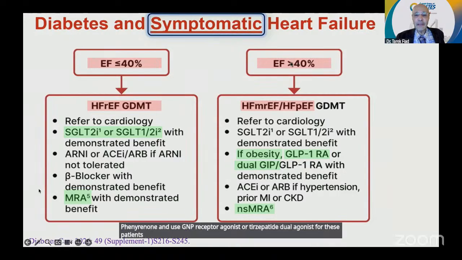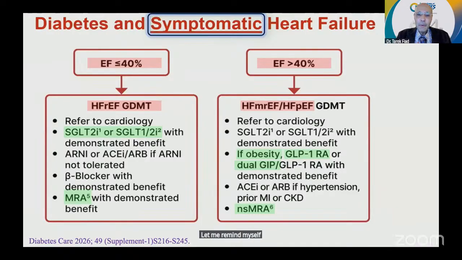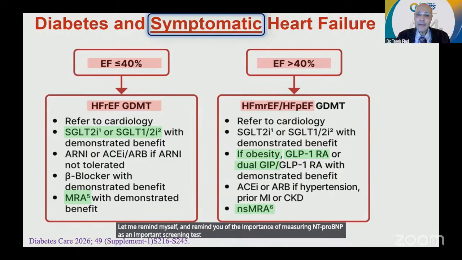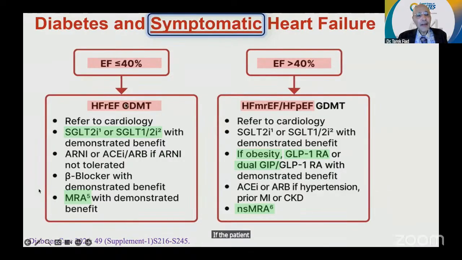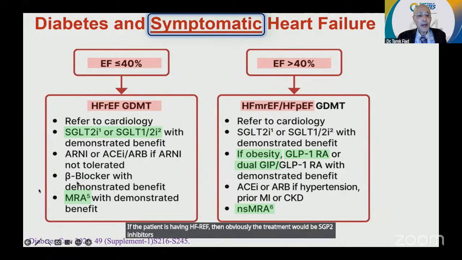If their ejection fraction is more than 40, let me remind myself and remind you of the importance of measuring NT-proBNP as an important screening test that will pick many of these patients well before they get to symptomatic stage B heart failure. If the patient is having HFrEF, then obviously the treatment would be SGLT2 inhibitors, MRA, spironolactone, beta blockers, and ARNI. So there's a difference in the management between the two.